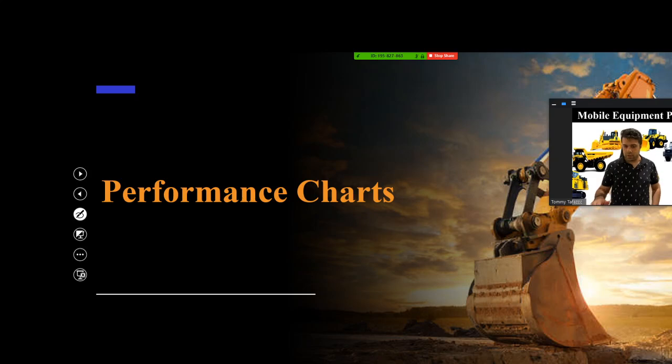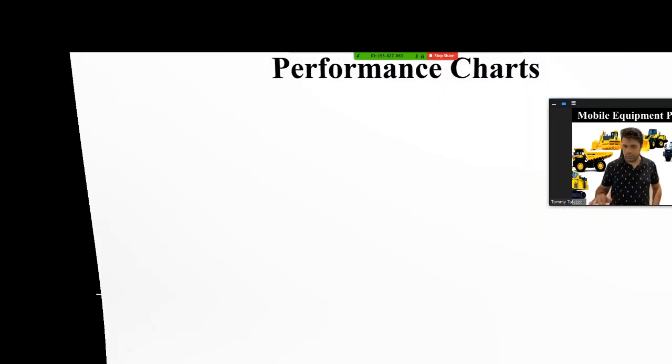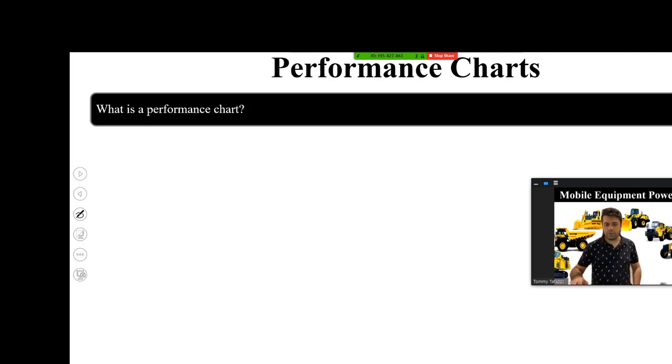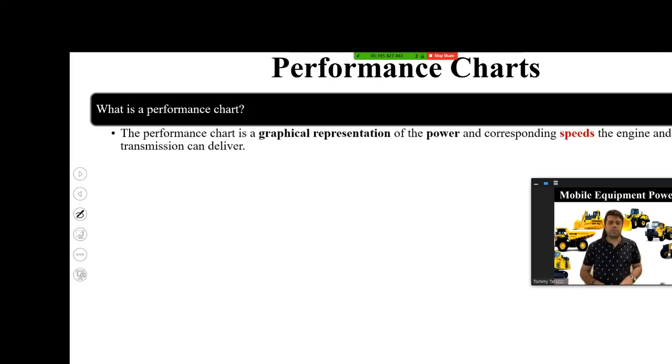And now let's get started with an important part, which are performance charts. So what is a performance chart? The performance chart is a graphical representation of the power and the corresponding speed. So usually the manufacturer provides you with a chart, and by which you can easily find that for every amount of power, how much speed you can get from this machine, okay?